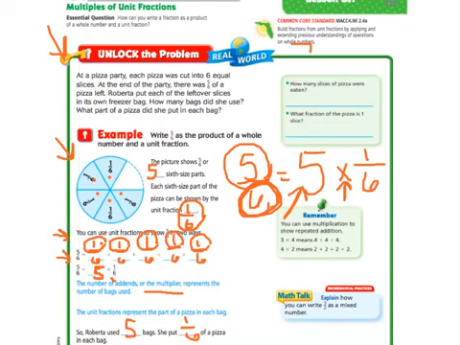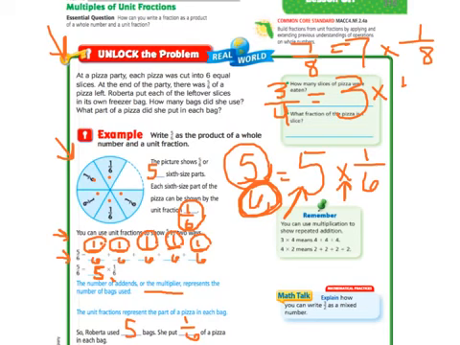If they gave you 7/8 and they wanted you to write that as multiples of unit fractions, you'd say that's equal to 7 times 1/8. If you had 3/4 and they wanted you to write that as a multiple of a unit fraction, you'd write 3 times 1/4. Pretty easy, actually.